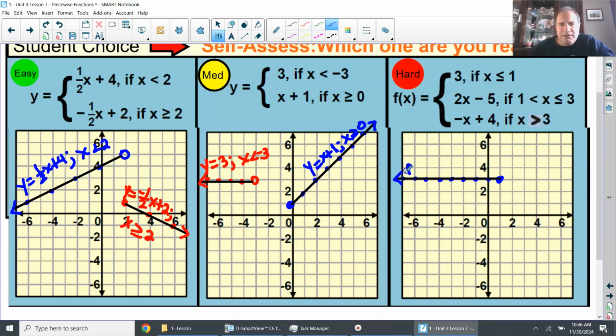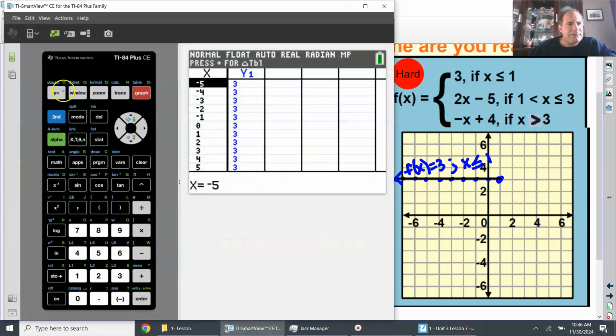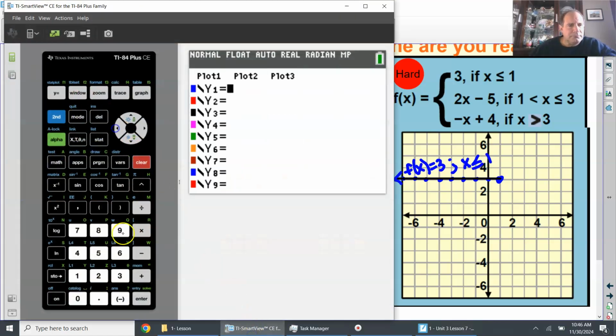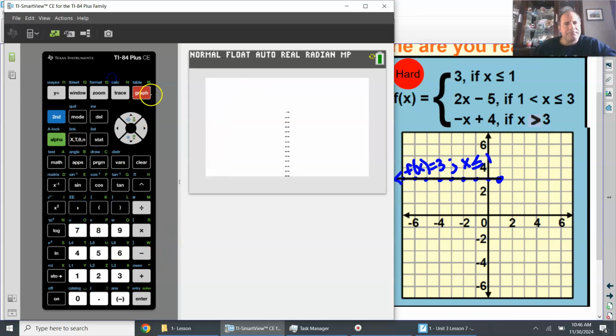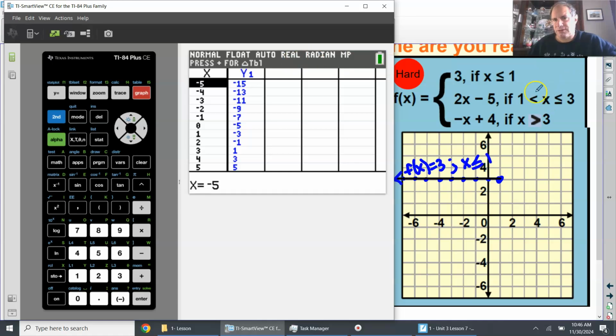So this is f of x equals 3 if x is less than or equal to 1. Then we're going to go to 2x minus 5. Y equals 2x minus 5. That's it. We're going to press second function table. We're going to get, so this is between 1 and 3. So between 1 and 3. So it's only 3 points.